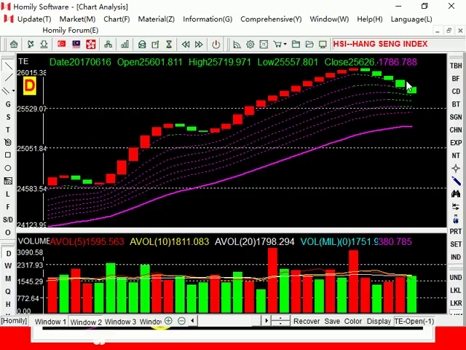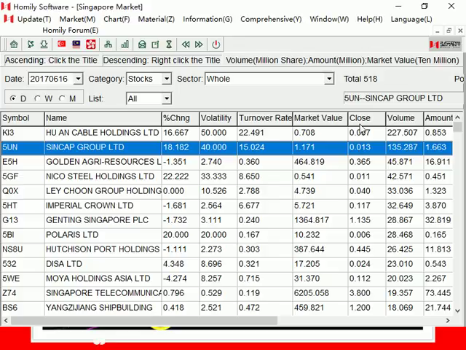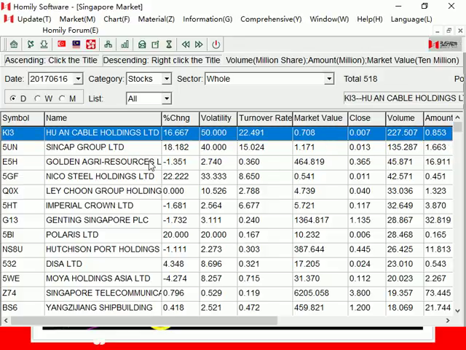Primary trend is good, but for shorter term, green candlestick, what's that meaning? It's a short-term downtrend. When can we get in? When can we go in? Green turn to the red candlestick, okay? So this is the index. Then we can see some individual stocks.